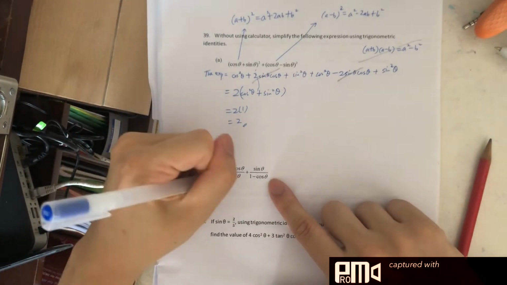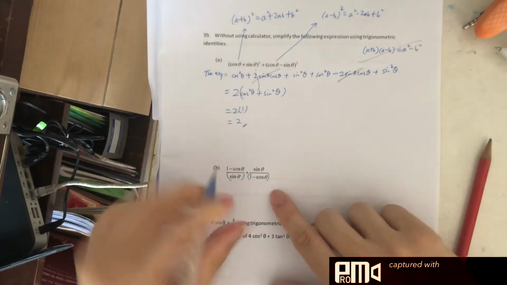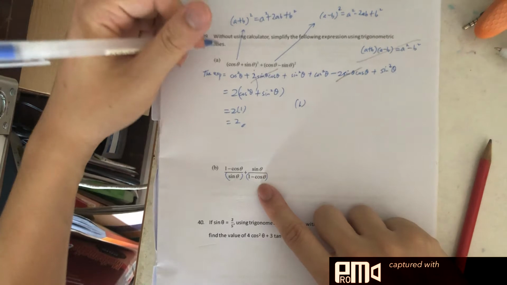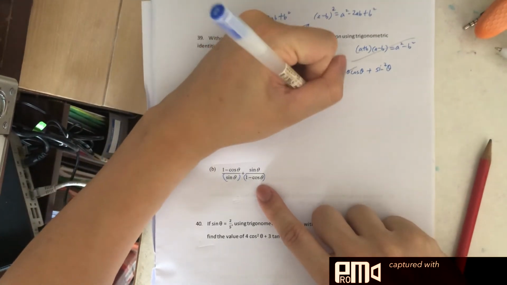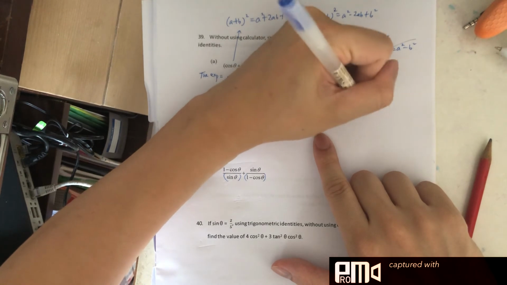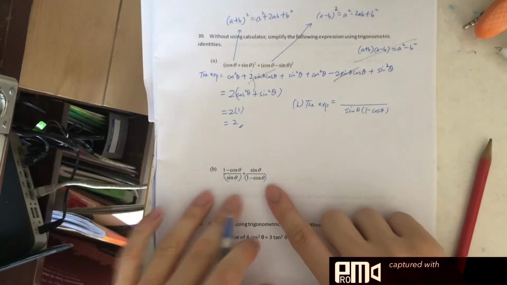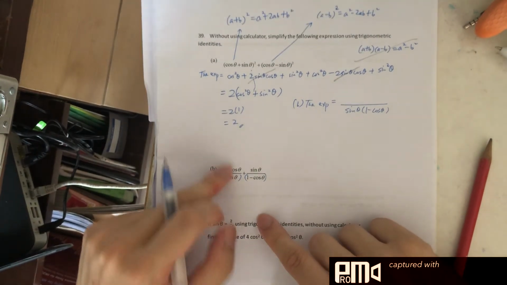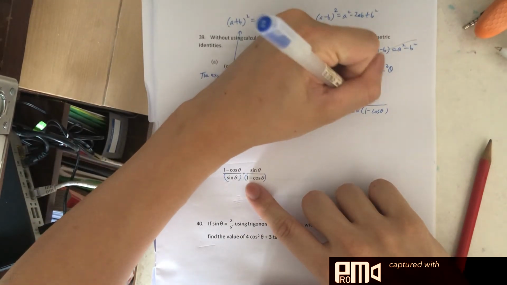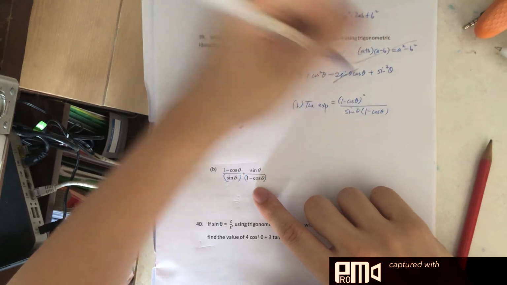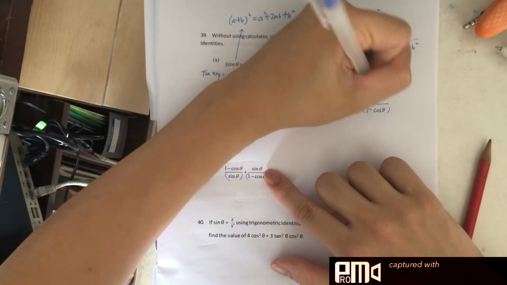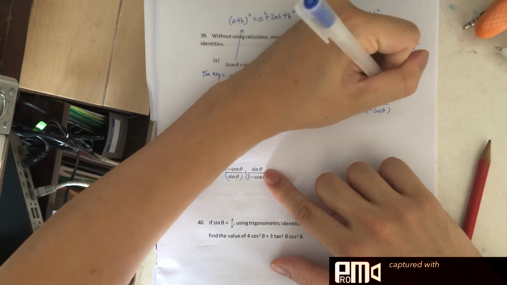For this one, it is a fraction, right? The denominators are not the same, so you need to find a common denominator first. How? We just multiply them together, but just keep this. For this factor, the numerator and denominator need to be multiplied by 1 minus cosine theta. For this one, the numerator and denominator, you multiply by sine theta.